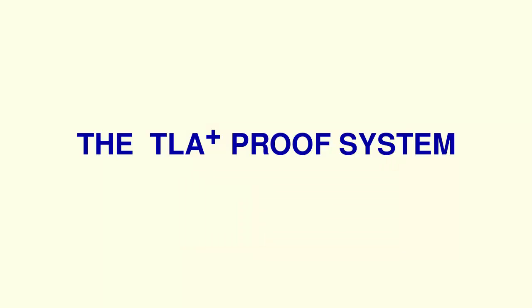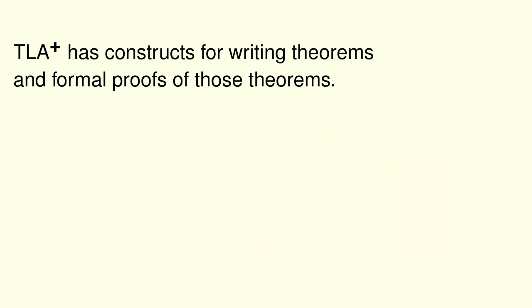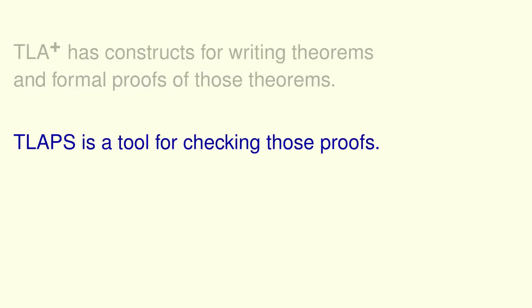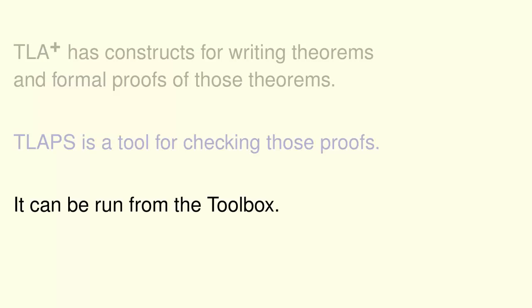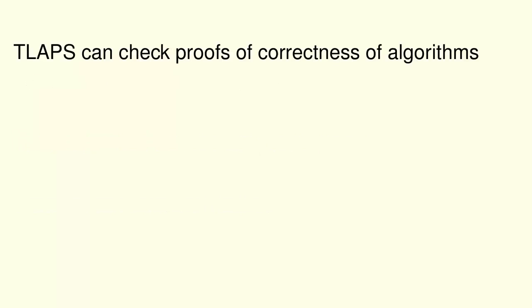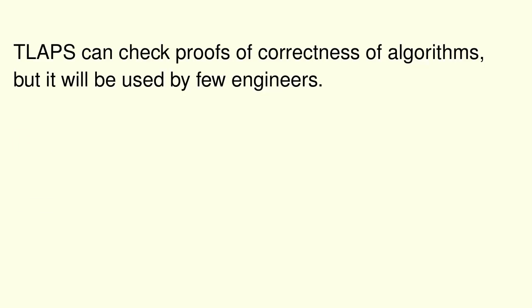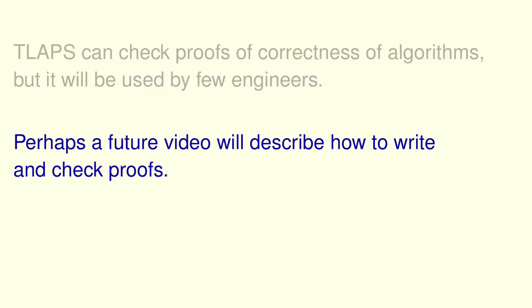The TLA+ Proof System. TLA+ has constructs for writing theorems and formal proofs of those theorems. TLAPS, the TLA+ Proof System, is a tool for checking those proofs. It can be run from the Toolbox. TLAPS can check proofs of correctness of real publishable algorithms, but it will be used by few engineers. Perhaps a future video will describe how to write and check proofs.